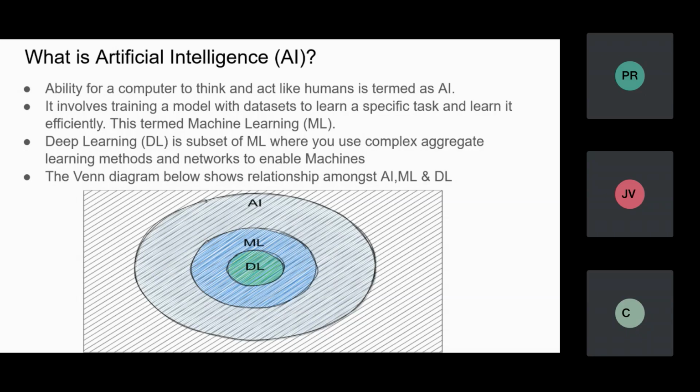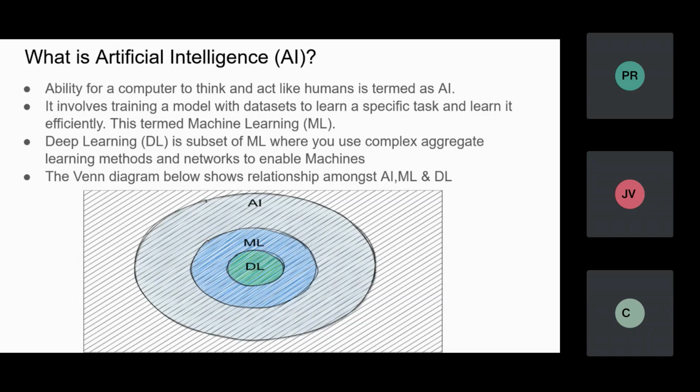But saying that is really simple and it's a really generalized definition. A computer needs to train and learn on different data sets, depending on what kind of task it is trained on. When we train a model with data sets to learn a specific task efficiently, this is termed as ML.